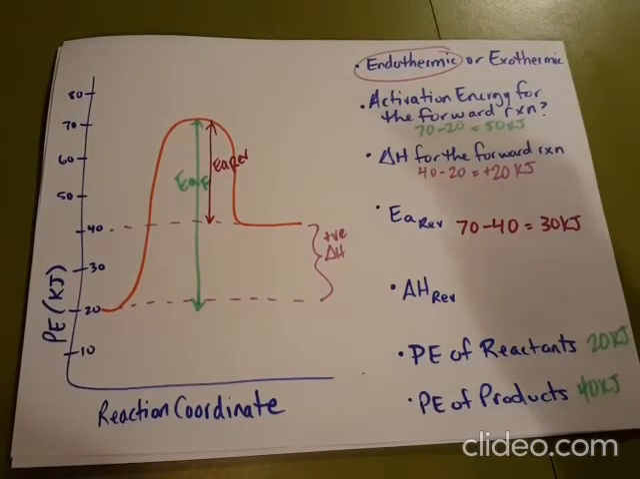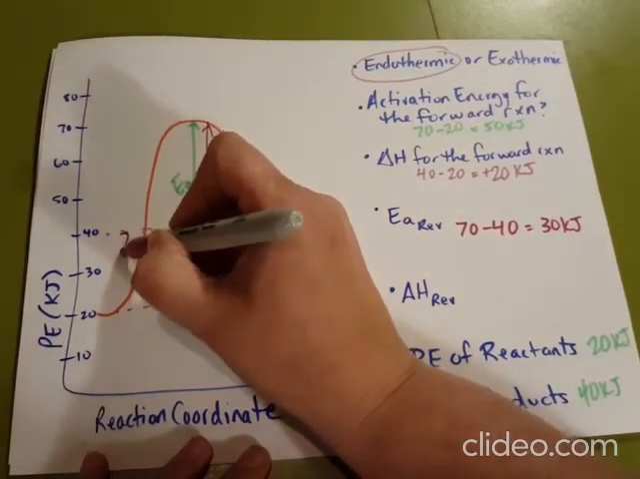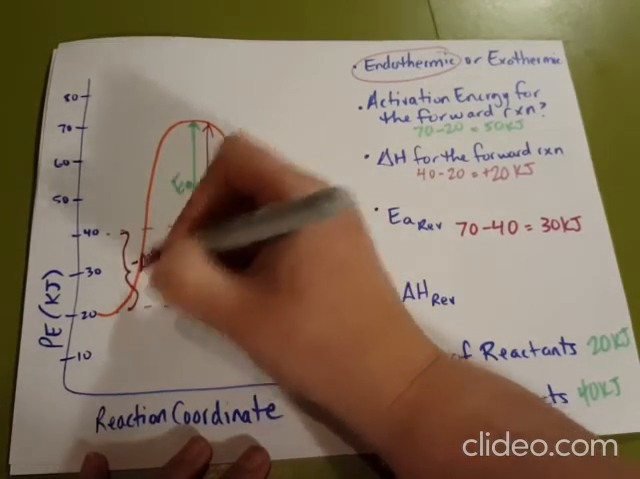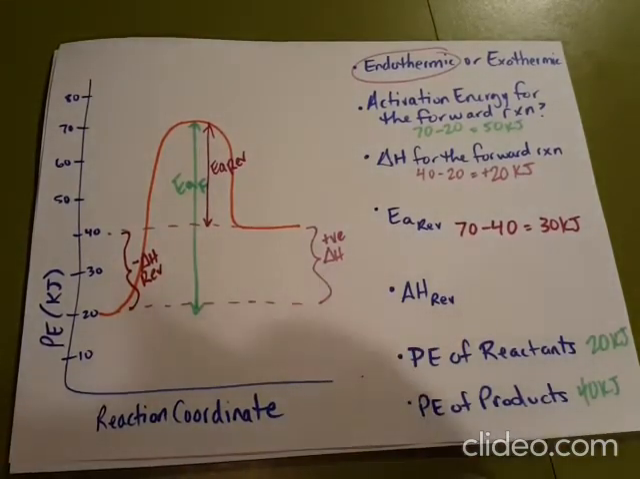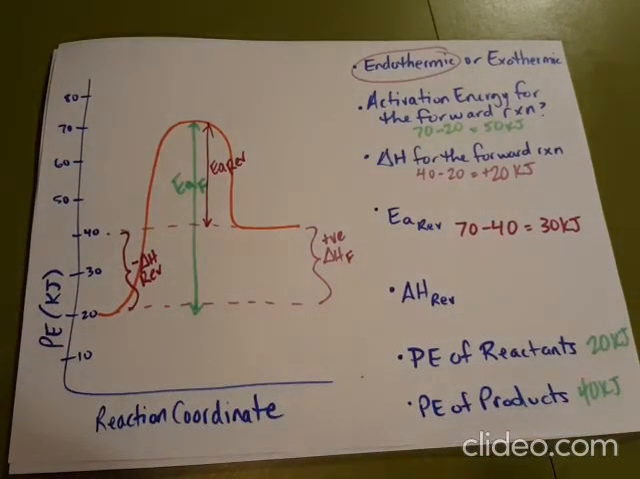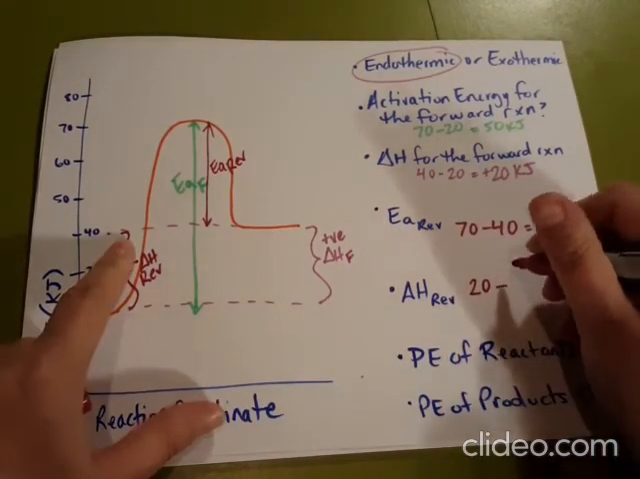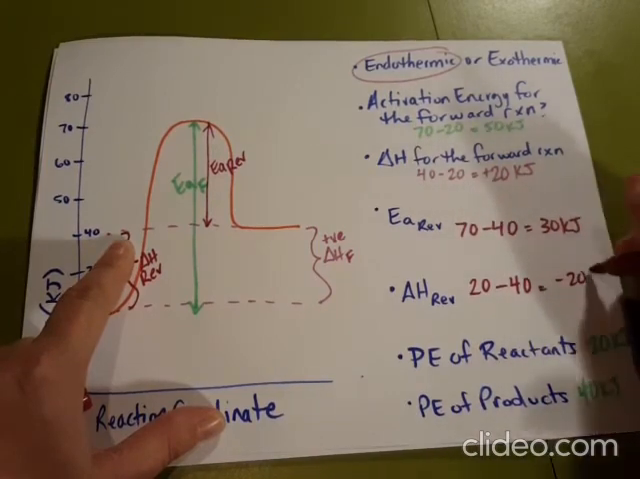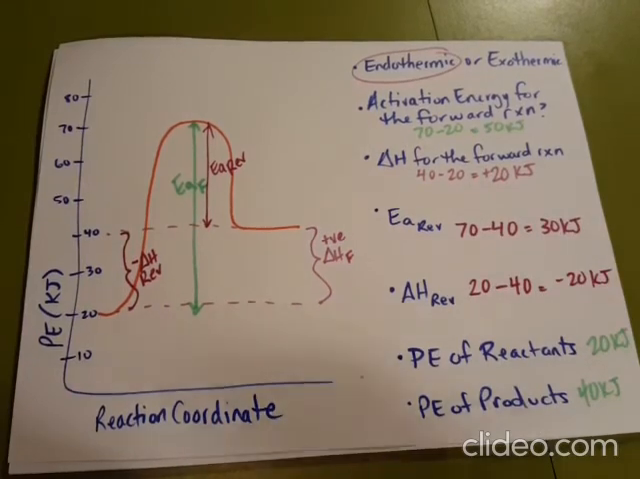And the overall delta H for the reverse reaction is in here. It'll be a negative delta H for the reverse reaction. Again, we want to use products minus reactants. This is for the reverse reaction. So we're seeing a negative 20 kilojoules. And you absolutely have to have that negative there. Super important.